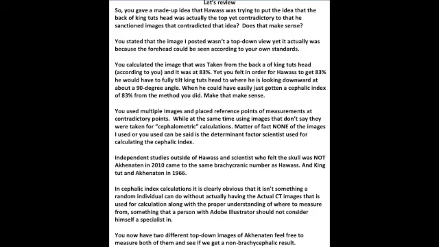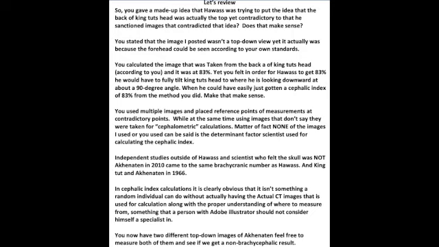You stated that the image I posted wasn't a top-down view, yet it actually was because the forehead could be seen according to your own standards. You calculated the image that was taken from the back of King Tut's head according to you, and it was at 83%. Yet you felt in order for Hawass to get 83%, he would have to fully tilt King Tut's head to where he's looking downward at about a 90-degree angle, when he could have easily just gotten a cephalic index of 83% from the method you did previously. Make that make sense.